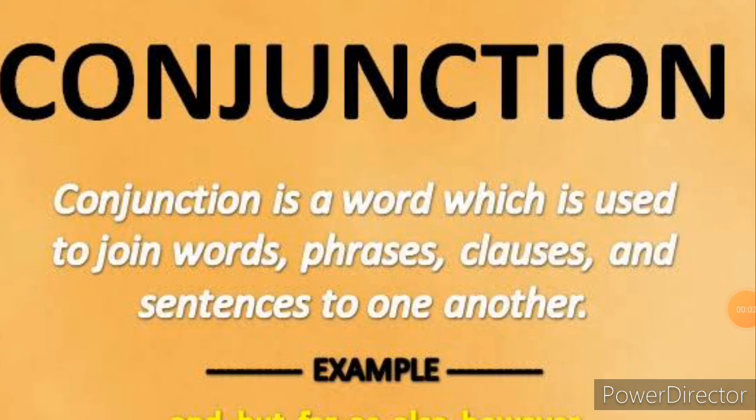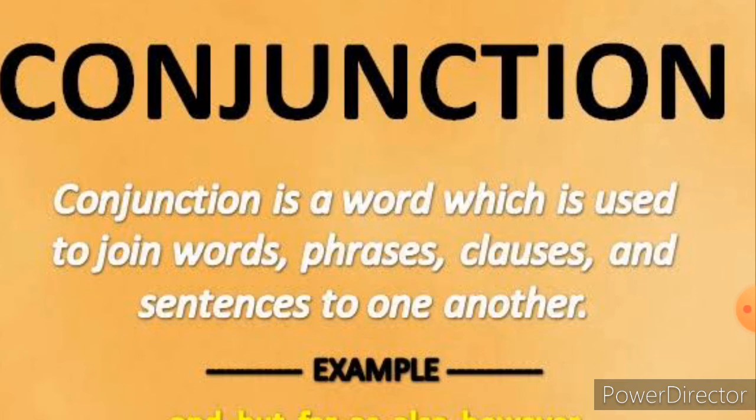The next, seventh one, is the conjunction. Look at the spelling, children: C-O-N-J-U-N-C-T-I-O-N, conjunction. A conjunction is a word which is used to join words, phrases, clauses and sentences to one another. Listen, children, a conjunction is a joining word. In short we can say a conjunction is a joining word. It joins words or groups of words in a sentence.